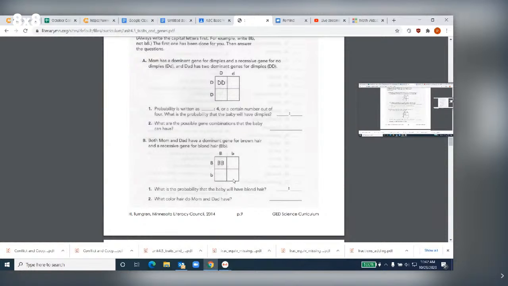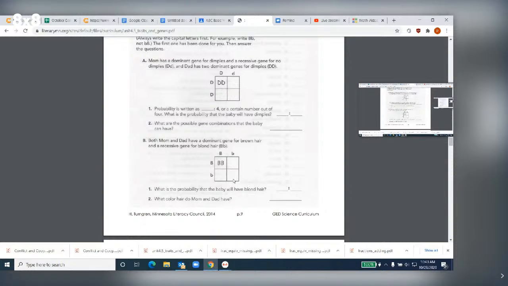Then it's going to ask a little bit of probability, what you're doing in math. In most of these cases, it's going to be out of 4 because there are only 4 boxes. In this case, lowercase b, lowercase b is blonde hair, so there's only a 1 in 4 chance of that happening. That would be 25%, and there's a 75% chance the offspring are going to have brown hair.